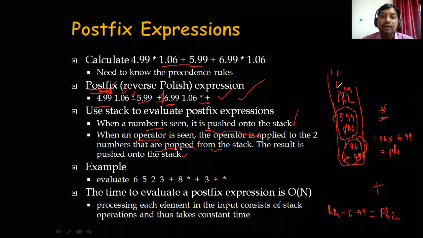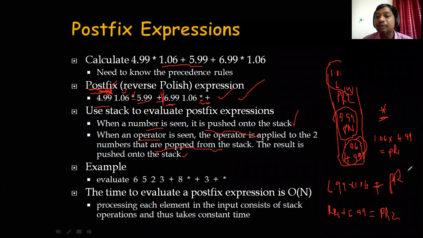Now again we have asterisk. What you have to do is pop off the top two symbols. The top two symbols are 6.99 and 1.06. Perform the multiplication between 6.99 and 1.06. You will get some result now. Let me name it as PR3. Now insert PR3 onto the stack, partial result 3.